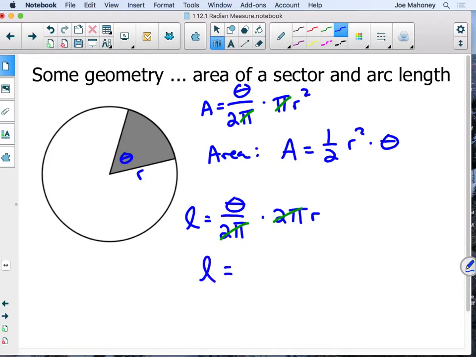So the length of the sector, or the length of the arc, is just the radius times the angle in radians. Those are some beautiful things. Wow, radians are so pretty. I like it. Cool, let's practice a couple of these.